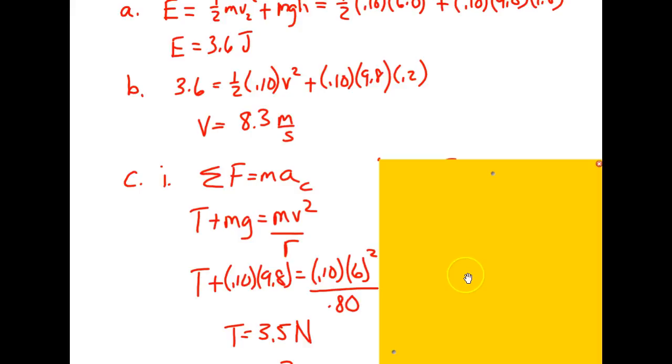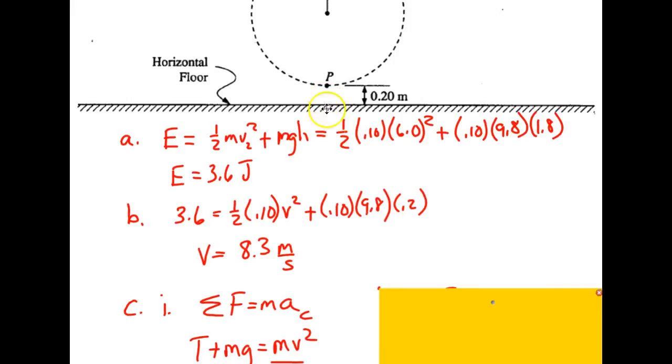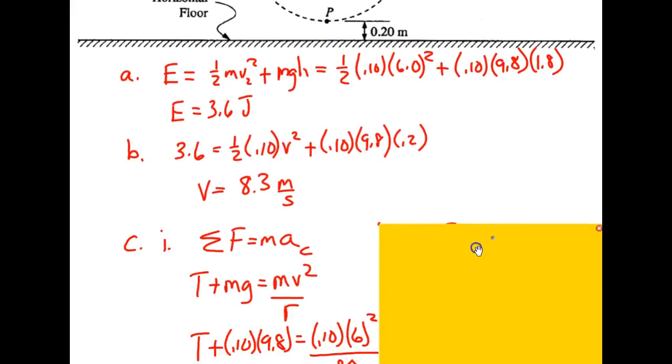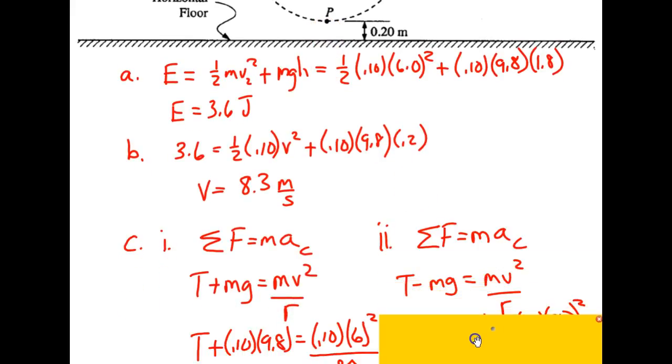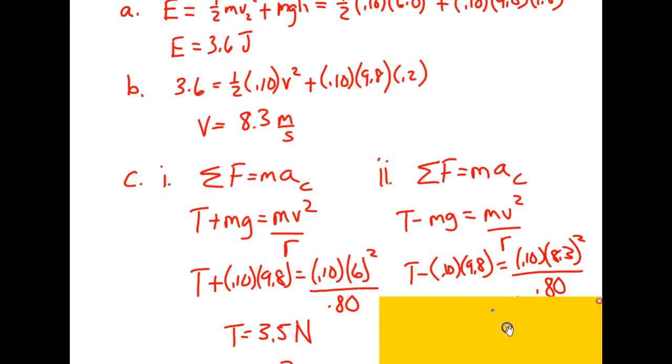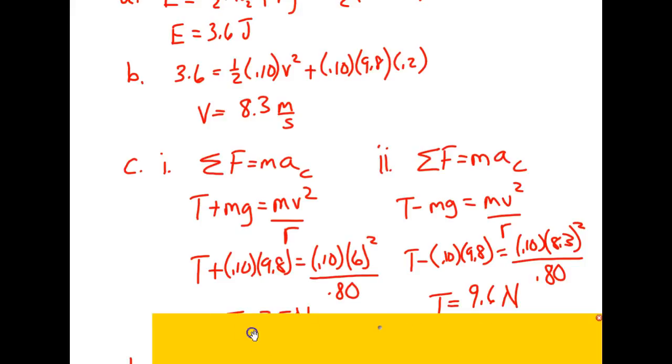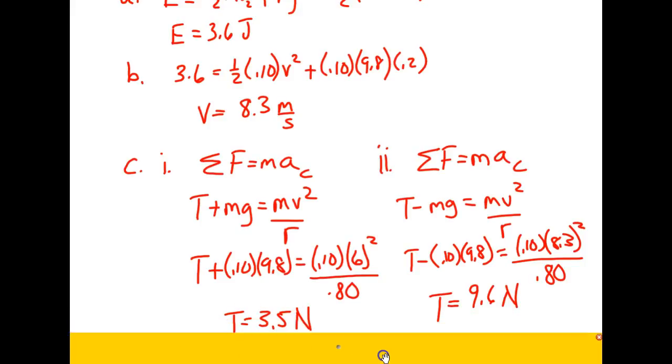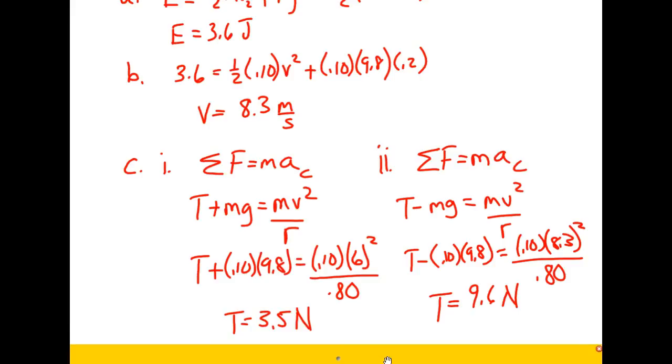At the bottom of the circle, the tension would be up while the weight is down. Tension being directed towards the center of the circle makes it positive, and the weight opposite that makes it negative. So at the bottom of the circle, T minus mg equals mv squared over r. We substitute in. This time we add the weight to the other side, using the appropriate numbers for substitution here, and we get 9.6 newtons of tension at the bottom of the swing. That should make sense, that there's greater tension at the bottom than there is at the top.